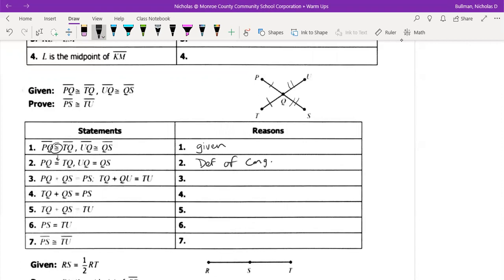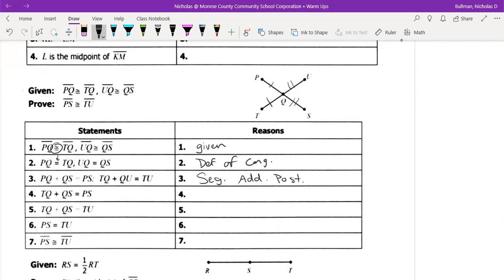Okay, then our next statements have that PQ plus QS equals PS, and TQ plus QU equals TU. Okay, this statement doesn't come from our previous statements, so we need to look at the picture to come up with that. So I've got PQ plus QS equals PS. That's saying that two connected segments equal our longer segment. That's our segment addition postulate. Same for the other statement that came with that.